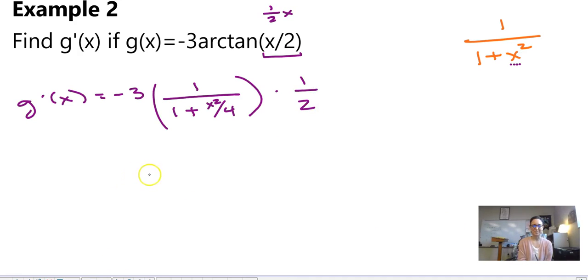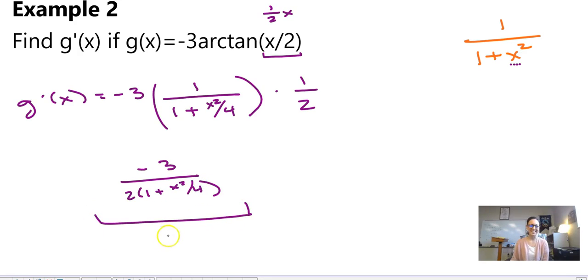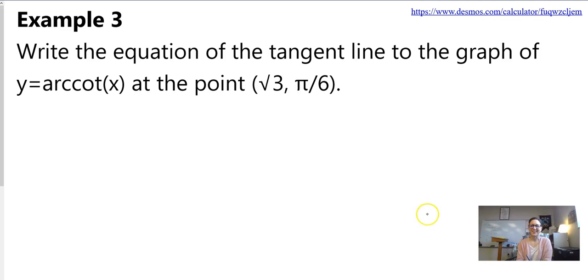So just cleaning this up a little bit, I'll have negative 3 in the numerator. Let's bring this 2 to the front and then just keep this guy in parentheses, and we're going to leave our answer like that. All right, I'm going to force a pause on your screen. Please copy example 3 for me.